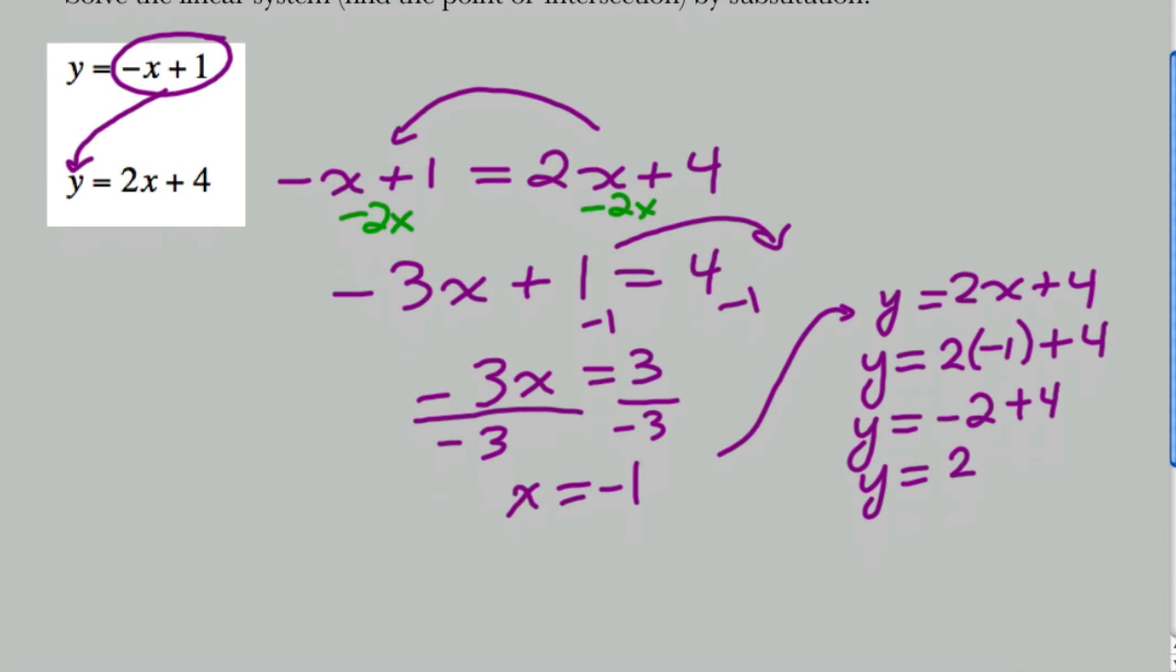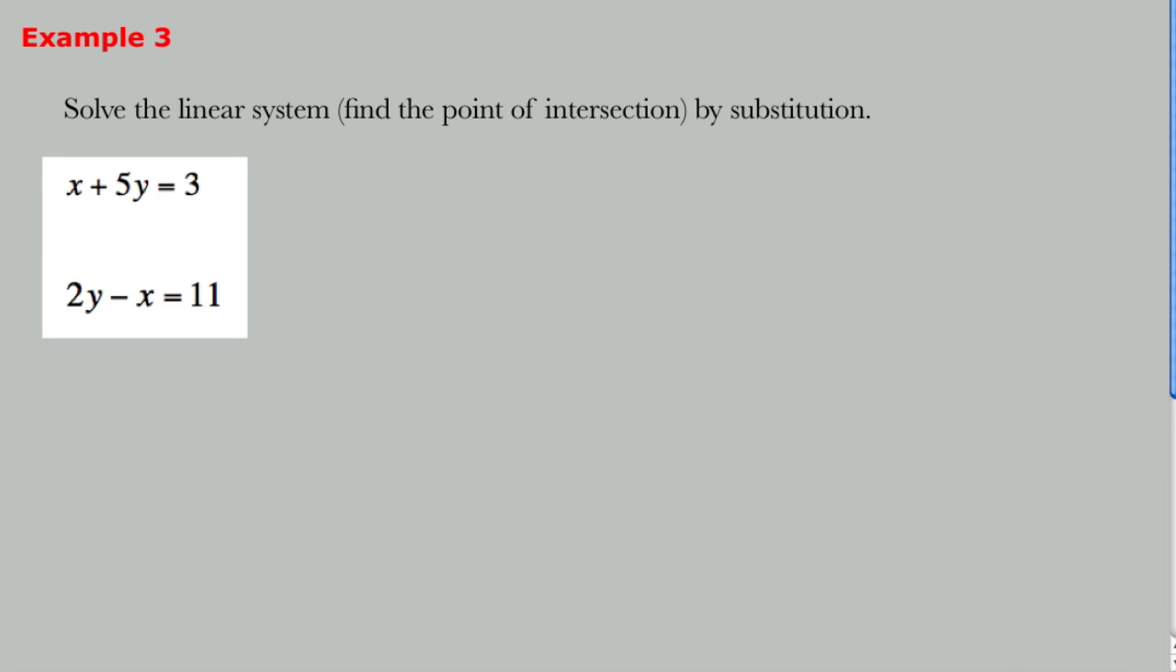And always, just like with a graph, when you see where the two lines cross, we say, therefore, the solution is (negative 1, 2). And that is where these two lines cross. And we found it without having to graph it. So the last example we'll do is example 3. Solve the linear system by substitution.